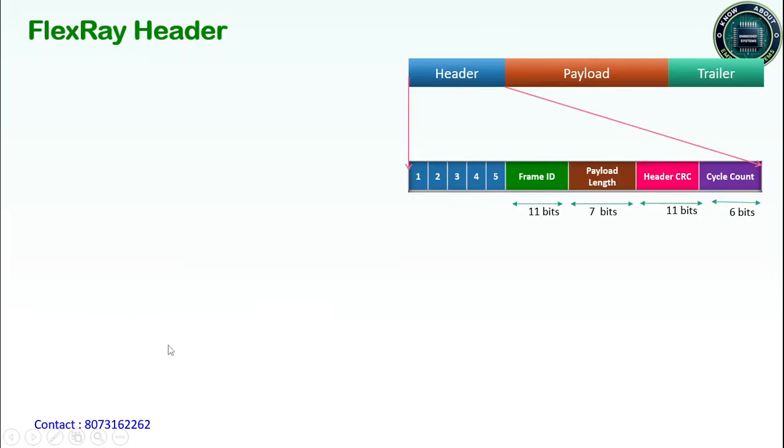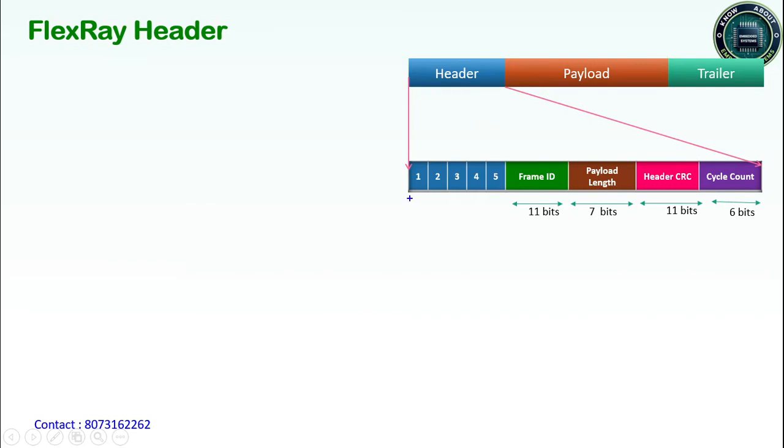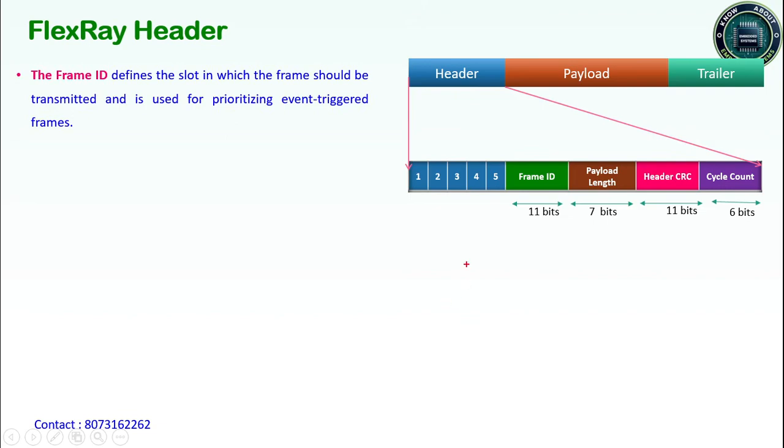The next point we will see in the FlexRay header part. In the FlexRay header part, we have already seen the indicators. Nothing but we have 5 status indicators. We have discussed them already. Now we will see one by one the definition of each parameter.